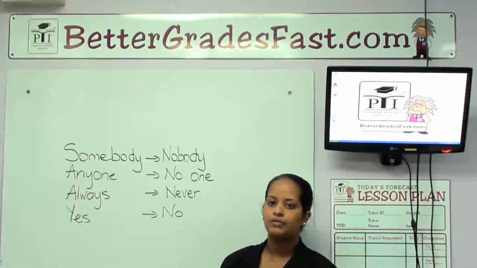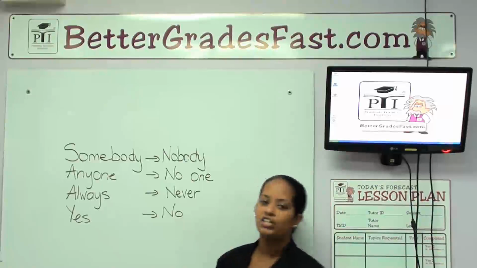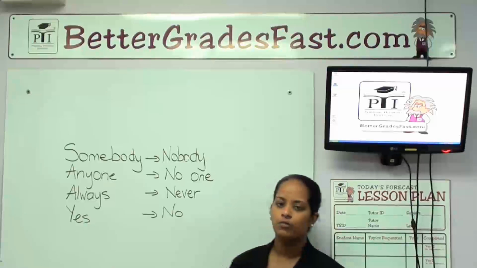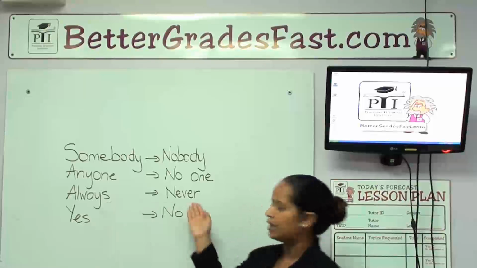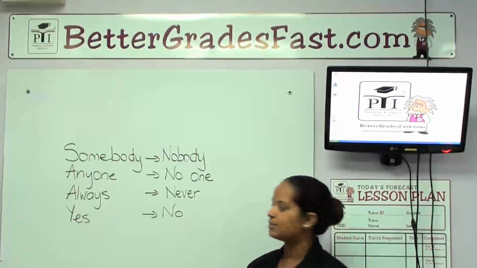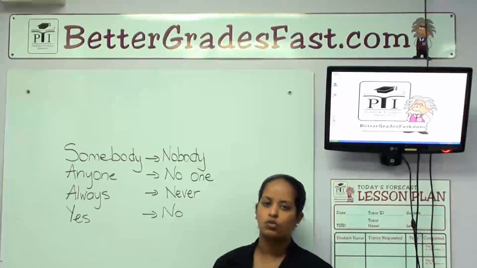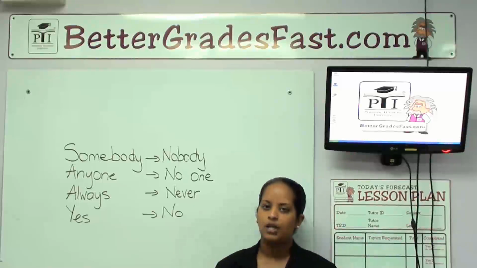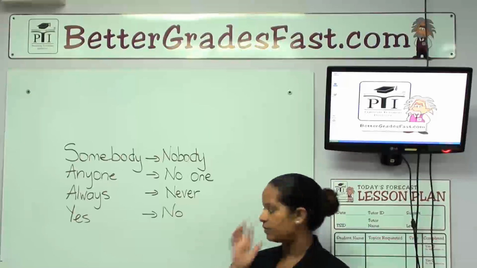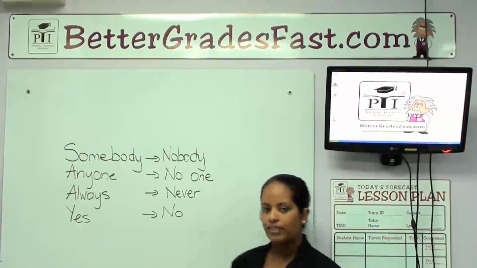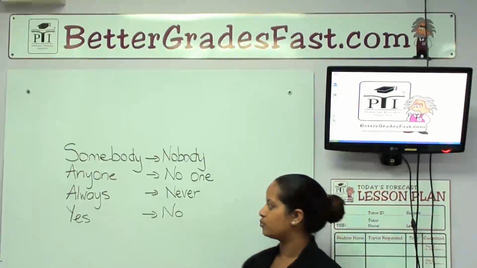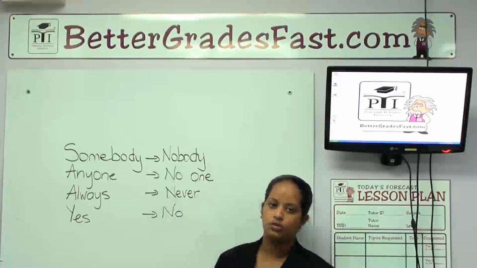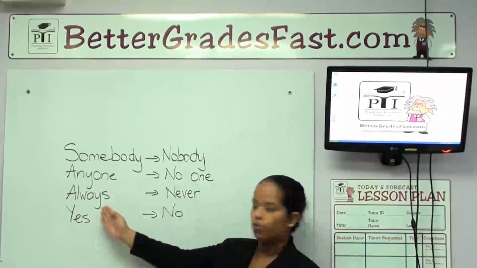So, for example, if you have a sentence that says, she always listens to the radio, and you need to put it in the negative form, you will replace the word always with never, therefore making a sentence that says, she never listens to the radio. You cannot interchange negative words. This will make your sentence incorrect. For example, with that same sentence, she always listens to the radio, you cannot say, nobody listens to the radio, because nobody does not go with always.